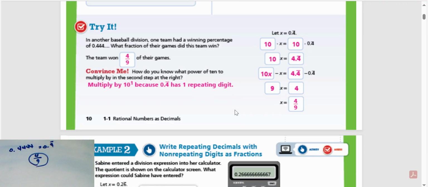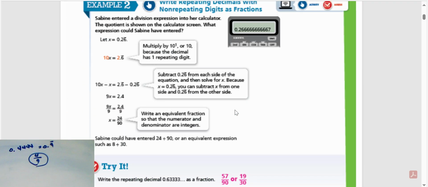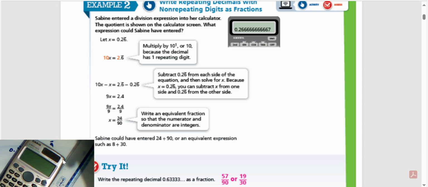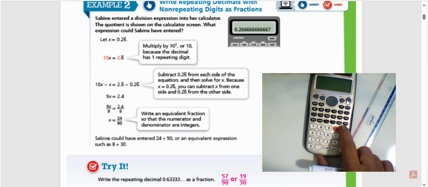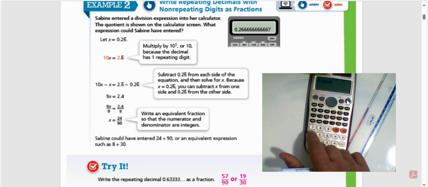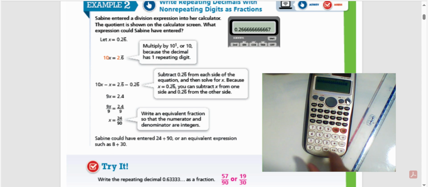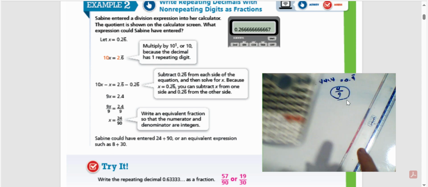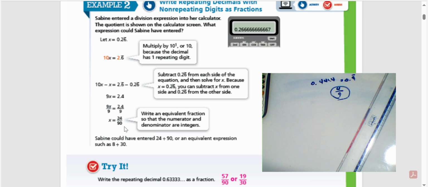We can write this number in the calculator like this. You can use the calculator and write 0.444 to infinity. Okay, like this, and when you press equal, it will be converted to 4 over 9. Okay, and we can try it.